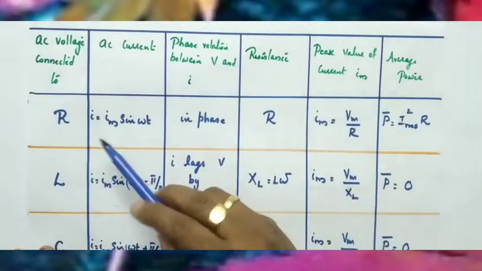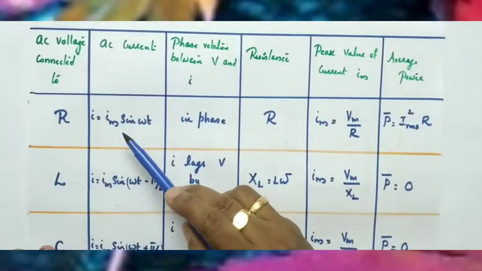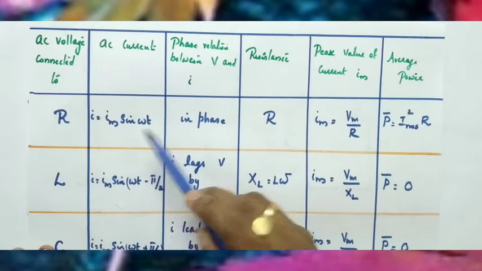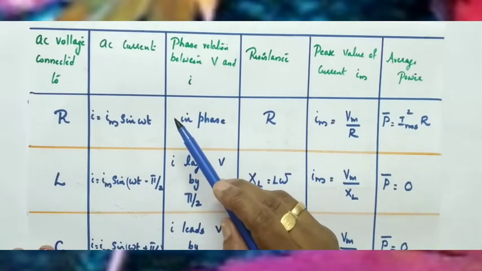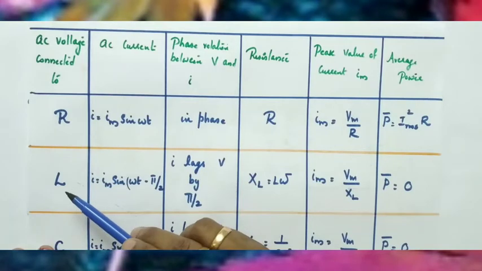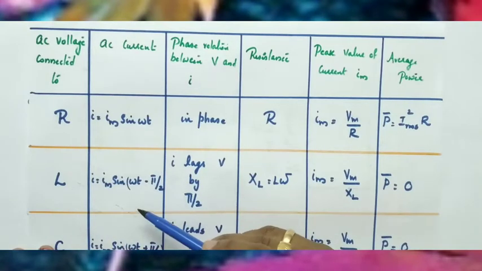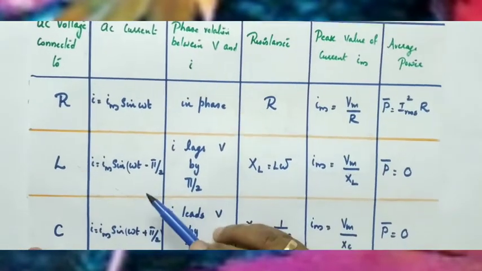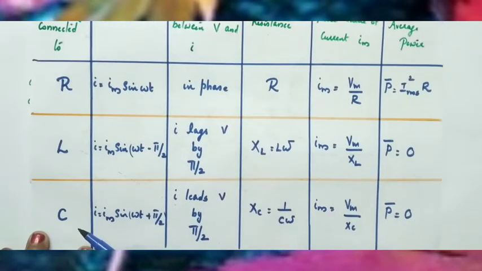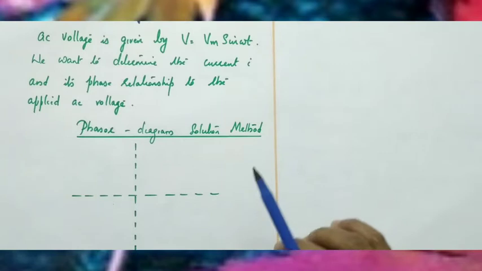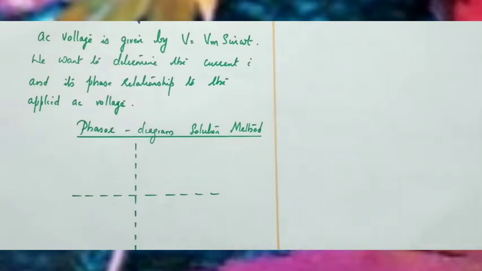First, we know when AC voltage is connected to a resistor, the current is given by Im sin omega t, and voltage and current are in phase. When AC voltage is connected to an inductor, current lags voltage by an angle pi by 2. And when AC voltage is connected to a capacitor, current leads voltage by an angle pi by 2. This is the general information we know. Now, what happens when AC voltage is connected to a series LCR?